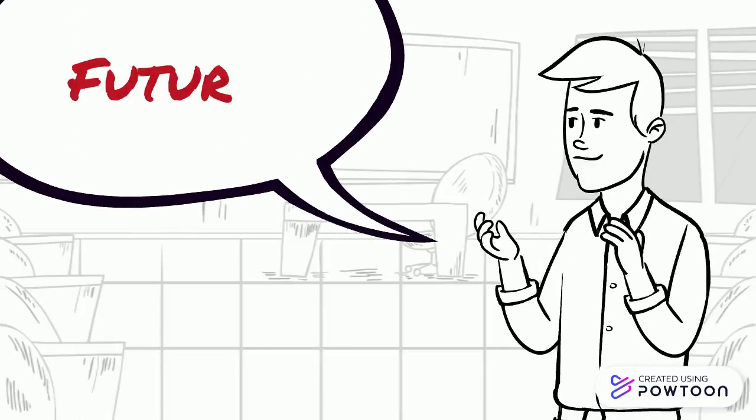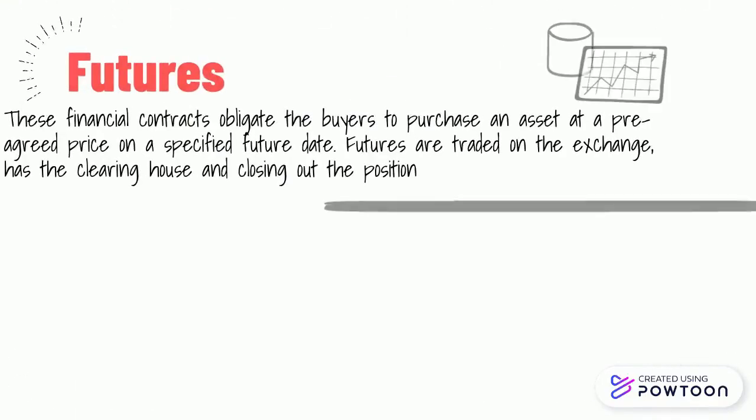The next derivative product is futures. These financial contracts obligate the buyers to purchase an asset at a pre-agreed price on a specified future date. Futures are traded on the exchange, with the clearinghouse closing out the position.